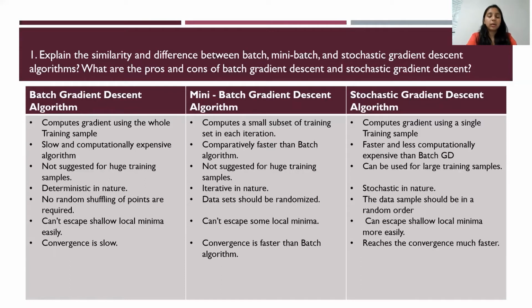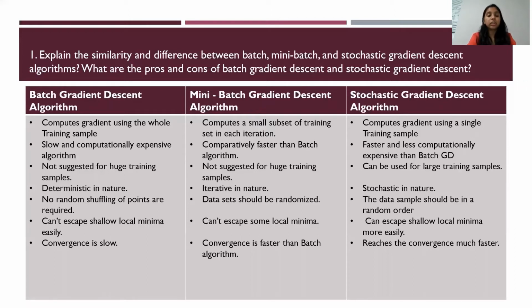The convergence in batch gradient descent is slow because the whole training sample needs to be processed each time. In mini batch and stochastic, the convergence rate is much faster. But the batch method can't escape shallow local minima. Mini batch and stochastic gradient can escape the shallow local minima because they are targeting data in a much more precise way. So these are some of the differences and similarities between the three algorithms.